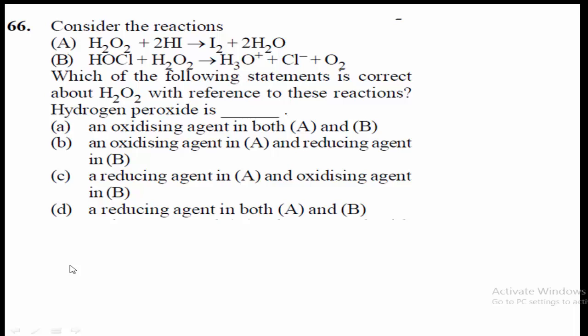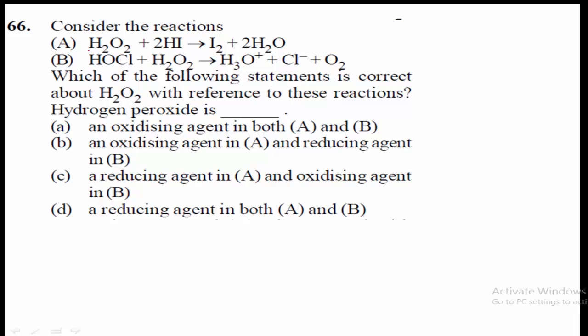Option B, an oxidizing agent in A and reducing agent in B. Option C, a reducing agent in A and oxidizing agent in B. Option D, a reducing agent in both A and B. So, what role will the hydrogen peroxide play in these two reactions?